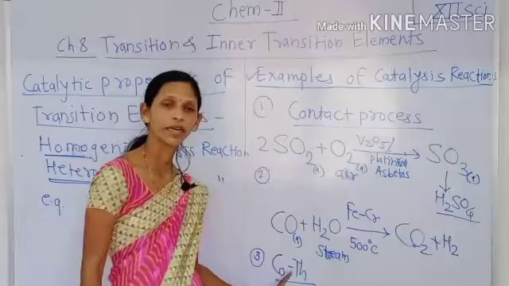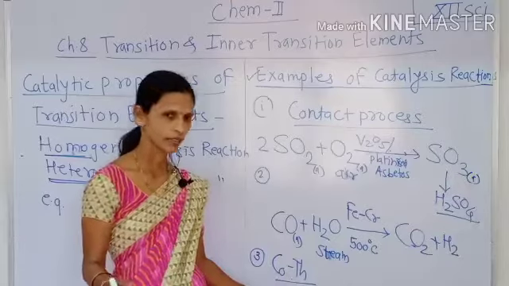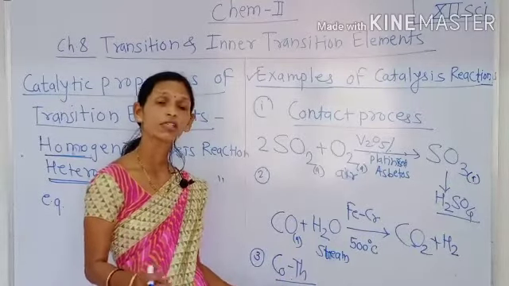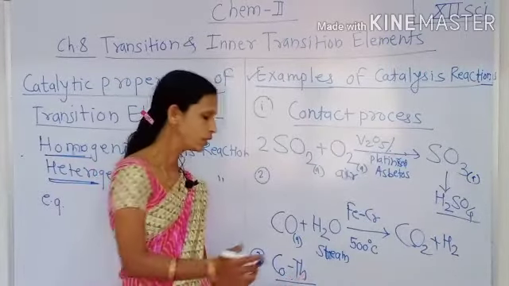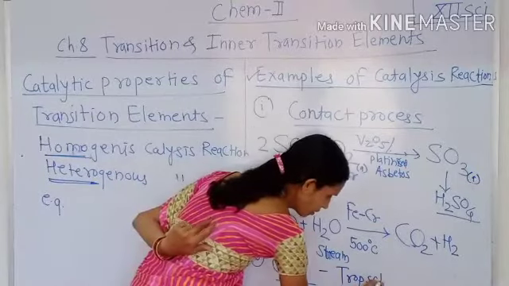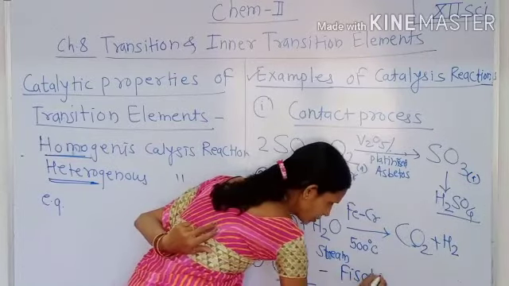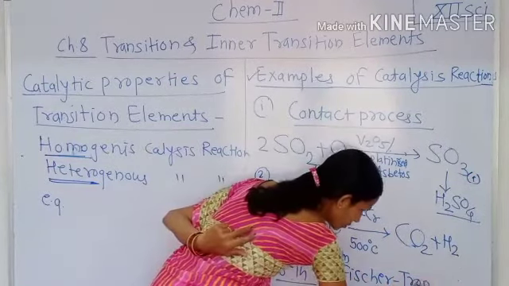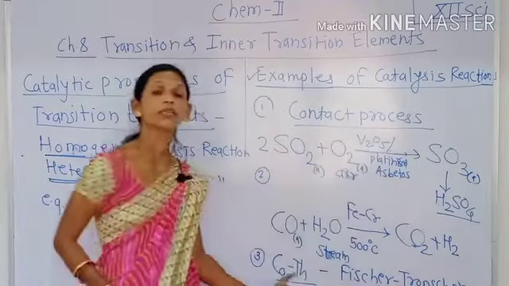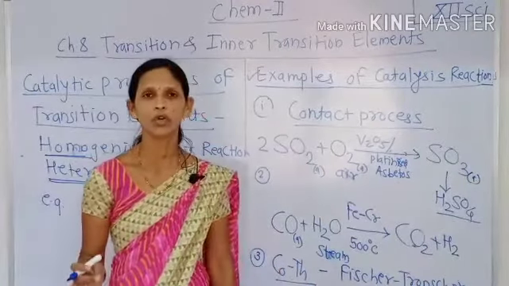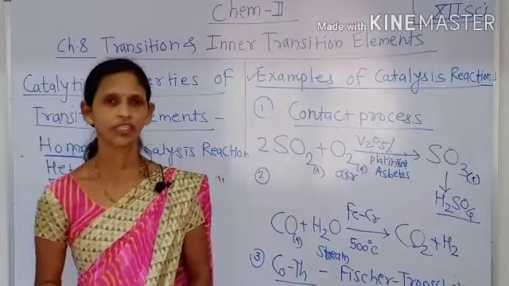An alloy of cobalt, and alloy means a mixture of different types of metals or metals and non-metals. Alloys of transition elements also act as good catalysts. Therefore, an alloy of cobalt and thorium is used in the Fischer-Tropsch process, and that is the process which is useful for production of gasoline. That is about the catalytic property of transition elements.